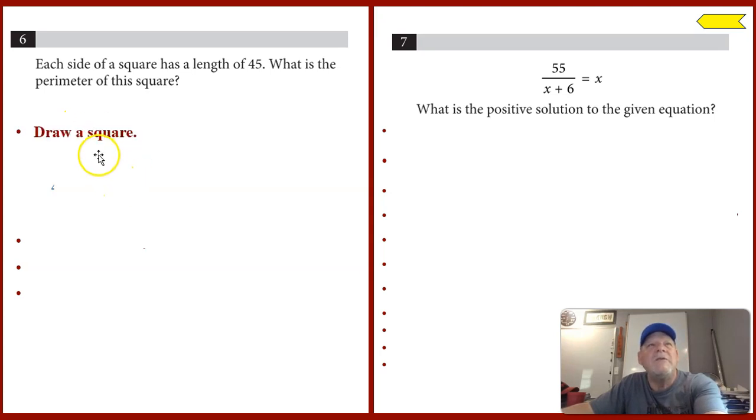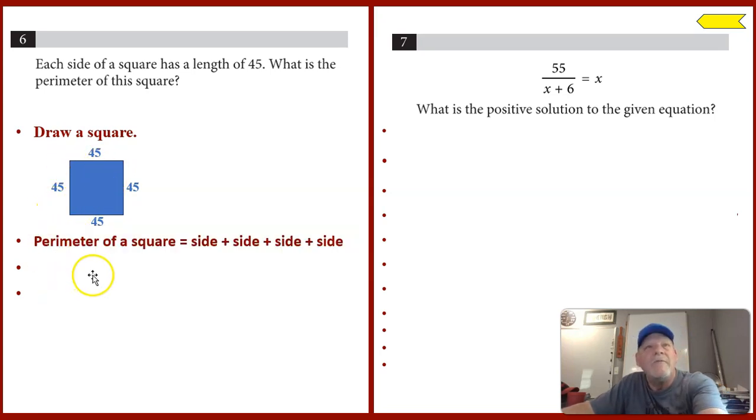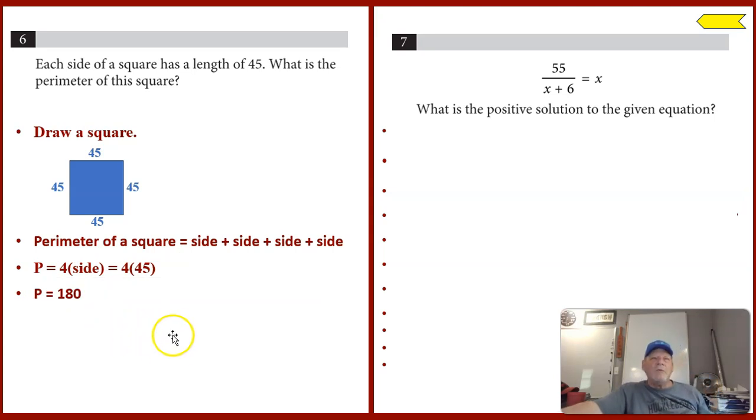Number 6 is an easy one if you just can draw the square. It's like building a fence. This is an open-ended question. Both 6 and 7 are. It's not multiple choice. They're asking how much fence would you need to go around this if it's 45 feet long on each side and it's shaped like a square. Well, that would be perimeter. It's side plus side plus side plus side, or 4 times the side, and 4 times 45 would make the perimeter 180. So if you start here and count around, 45 plus 45 is 90, plus 45 is 135, plus 45 is 180. So it'd be 180 units you would need for fencing in that particular problem.